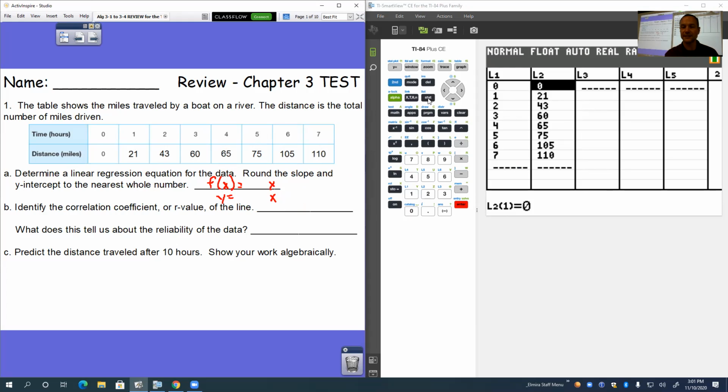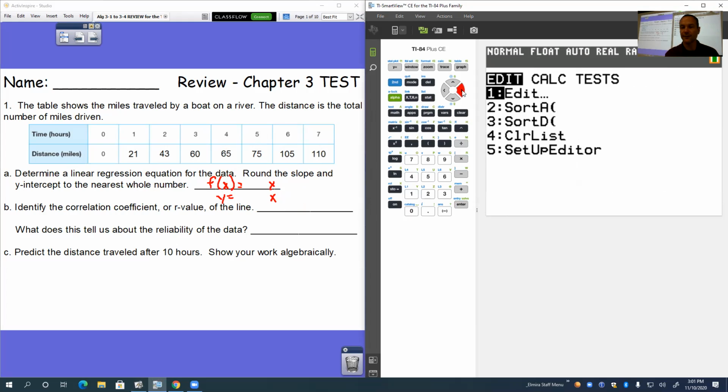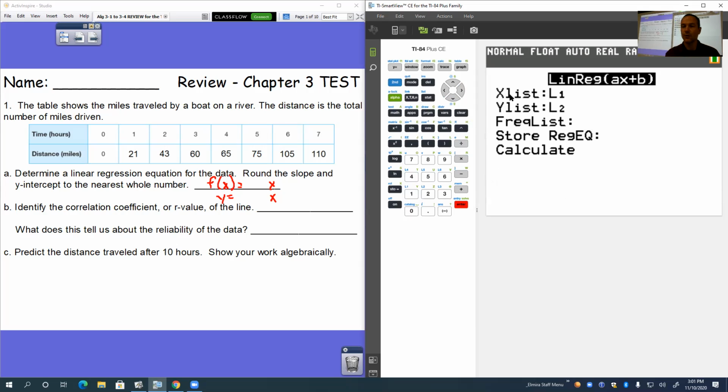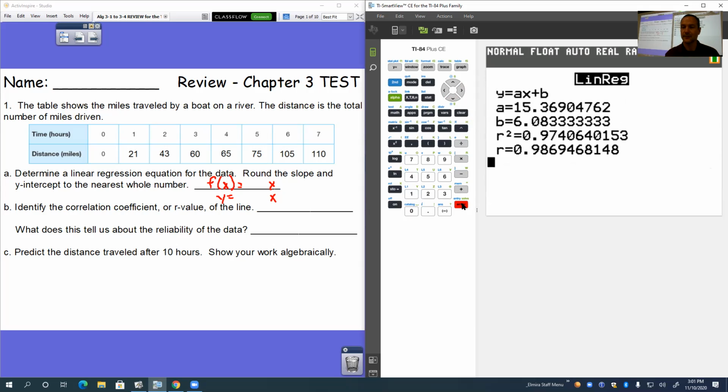we have to go to stat, tab over to calc, go down to number 4, which is the linear regression. We want the L1 and L2, that's correct. So they'll go down to calculate and hit enter. When you do that, this comes up on the screen. Notice that we have that y equals ax plus b.